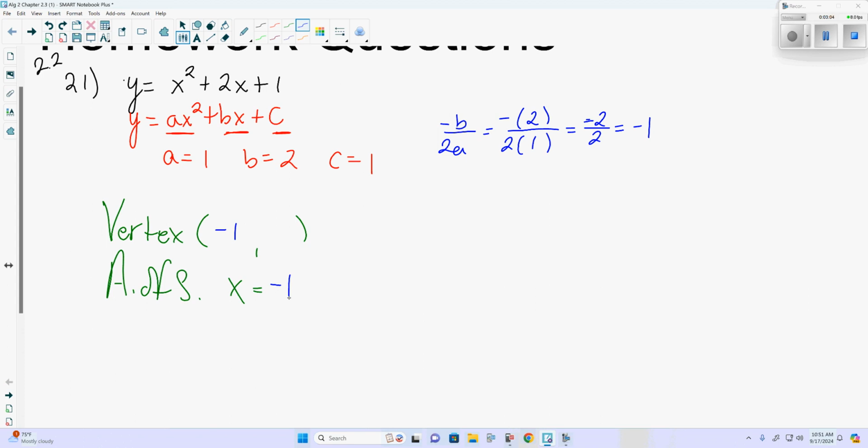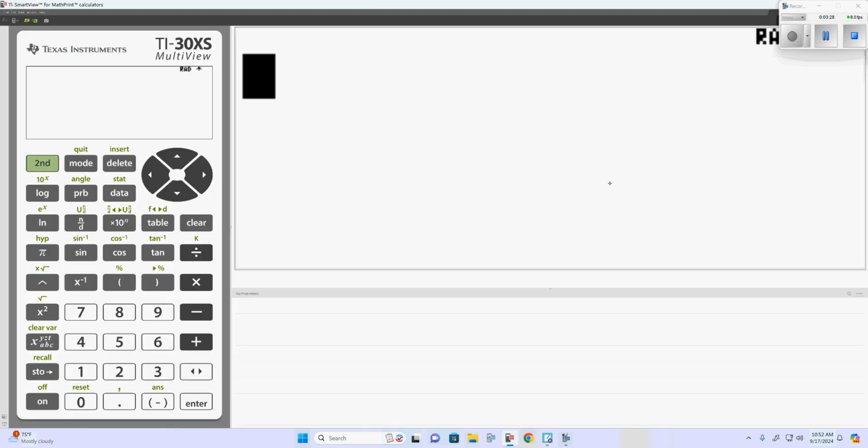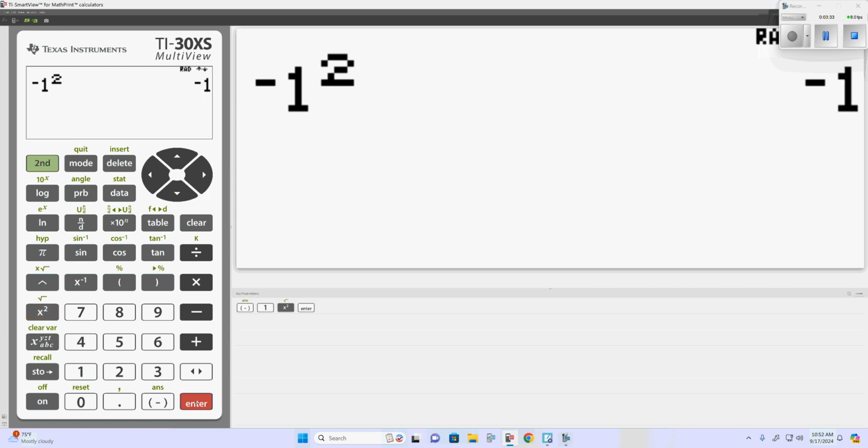At this point, we're going to plug it back in. Negative 1 squared plus 2 times negative 1 plus 1. When you plug this in, especially a negative being squared, you need to make sure you put parentheses around it. Because negative 1 squared, negative 1 times negative 1, is positive 1. If you don't put those parentheses around it and just type negative 1 squared, it will tell you it's negative 1, not positive 1.